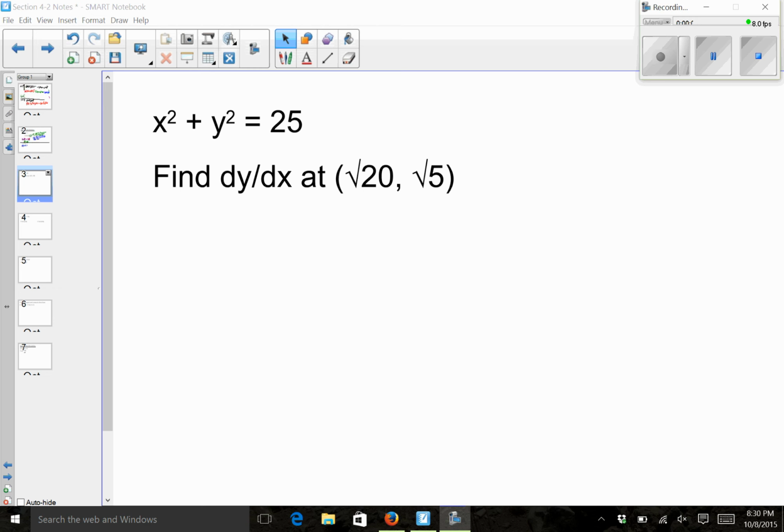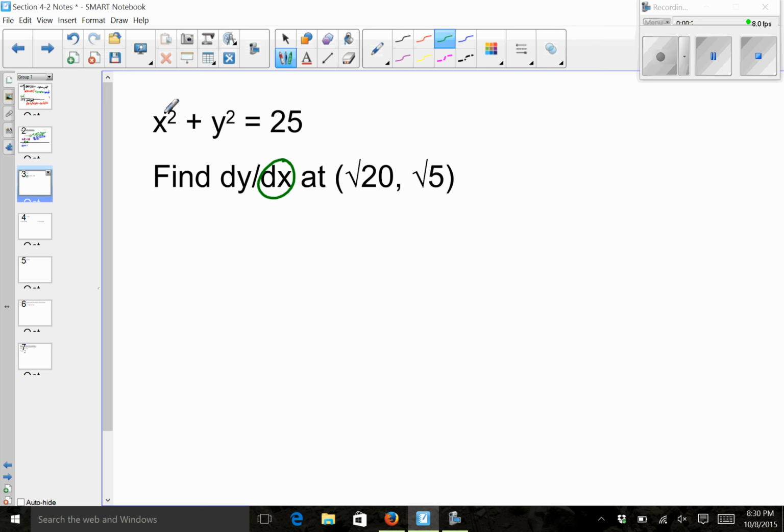So now we're going to go through some examples of implicit differentiation just to help get practice on these. So here we have a circle centered at the origin, radius of 5, and we want to find dy/dx at this specific point. So again, we're making note of the fact that this is with respect to x.